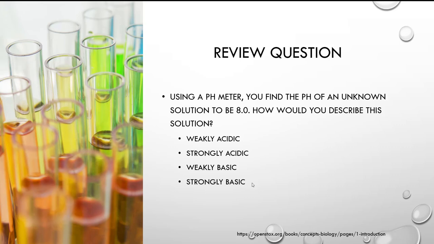Using a pH meter, you find the pH of an unknown solution to be 8.0. How would you describe this solution? Is it weakly acidic, strongly acidic, weakly basic, or strongly basic? If you said weakly basic, I would agree with you. Remember neutral is 7, and anything above 7 is basic, but it's just barely above 7, so that's why it's considered weakly basic. If it was 11, 12, 13, then that would be more strong.